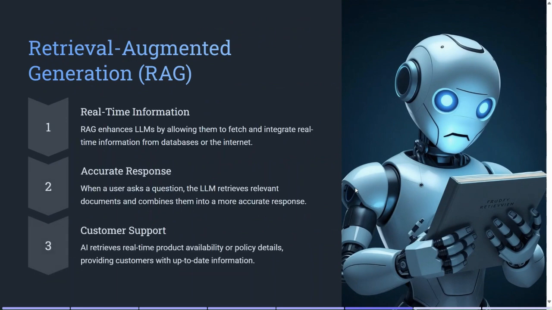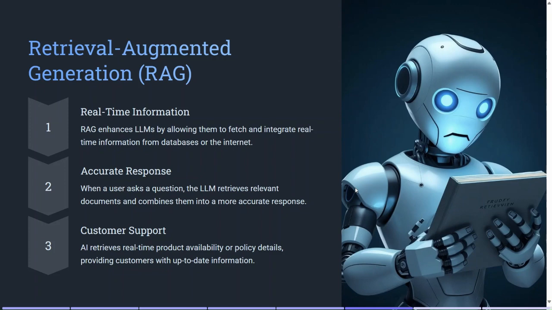Next, retrieval augmented generation (RAG). Basically, RAG enhances LLMs by allowing them to fetch and integrate real-time information from databases or the internet. When a user asks a question, the LLM retrieves relevant documents and combines them into a more accurate response. Use case: customer support bots. AI retrieving real-time product availability or policy details.